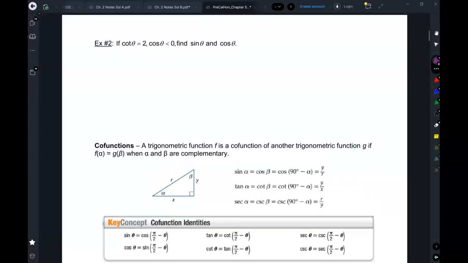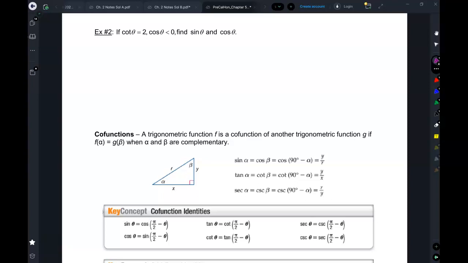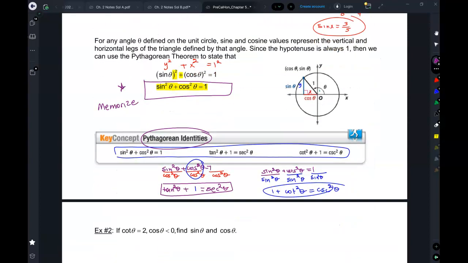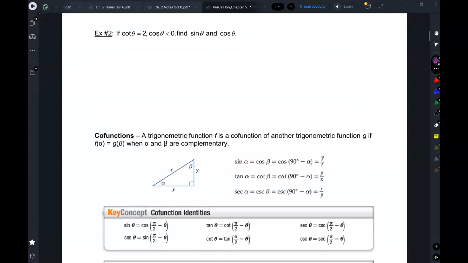Now, a very similar question to this was on your test, right? And we did it using triangles. But now we're going to do it using identities only. With each of these problems, you can use any of the identities we've learned until that point. Now, this one, I have a cotangent, and I need to find sine and cosine. So this is the given, and I need to find these.